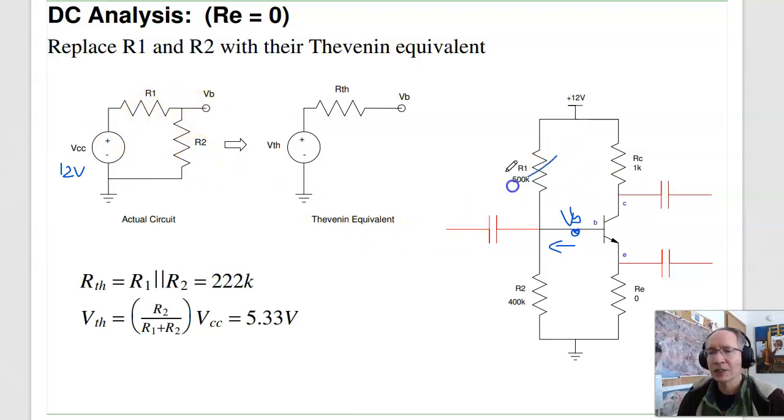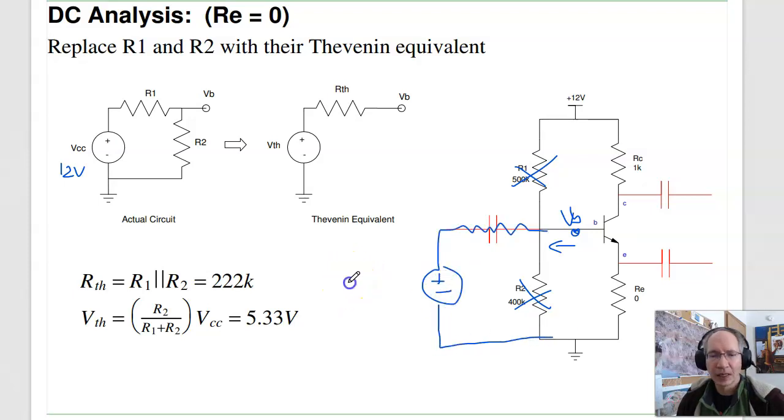So what I can do is get rid of R1, R2, replace it with the Thevenin equivalent, and that would be 5.33 volts and 222K. Now back in Circuits 1, you covered Thevenin equivalents. This is where they're actually useful. It's the same circuit, equivalent, but the Thevenin equivalent is much easier to analyze, and we'll see that in a sec.